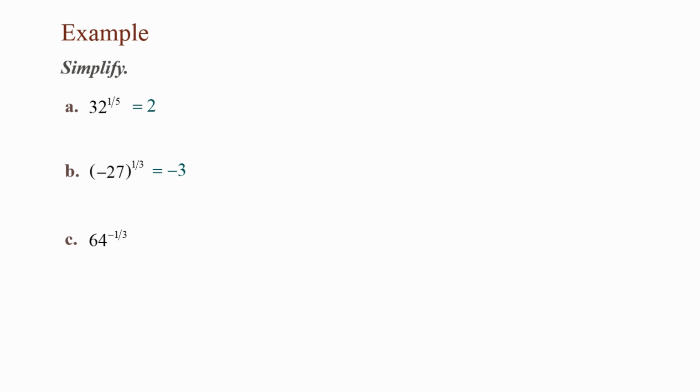Part C, I have 64 to the -1/3 power. First thing I have to do is get rid of the negative in my exponent. That gives us 1 over 64 to the 1/3 power. The third root of 64 is 4, so my answer is 1/4.